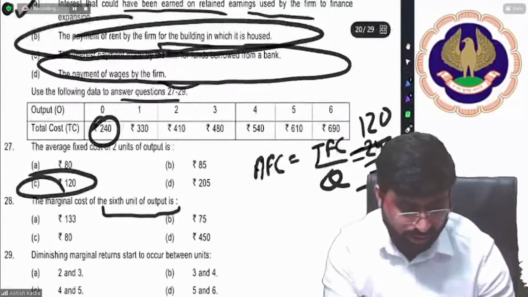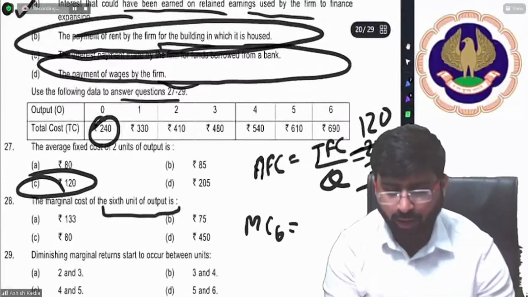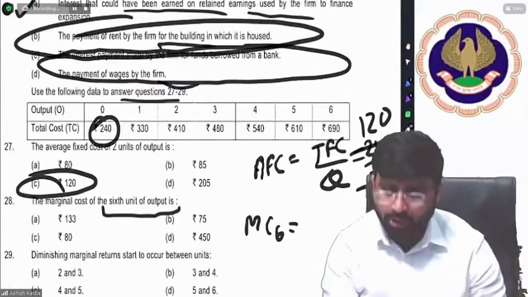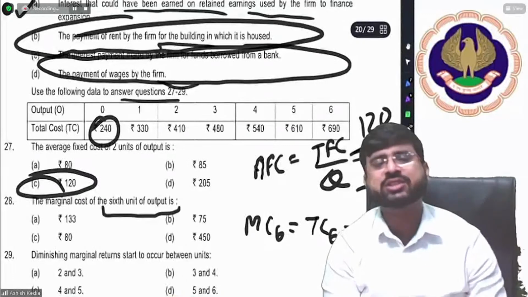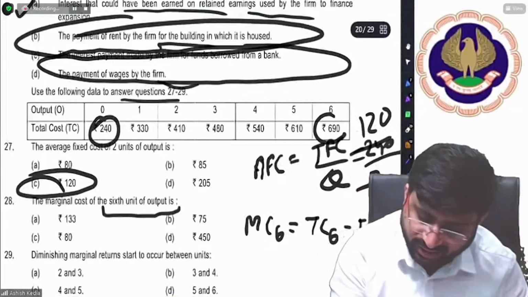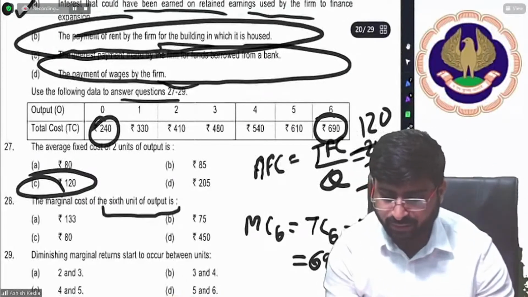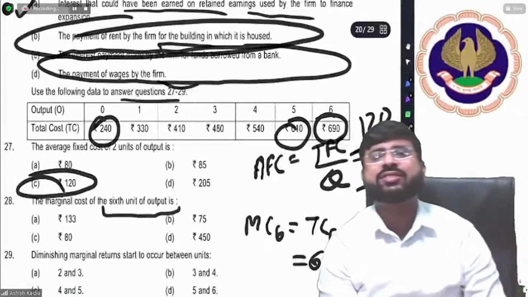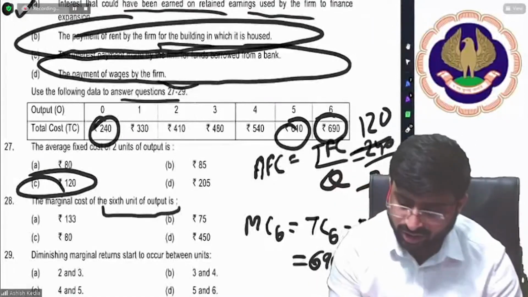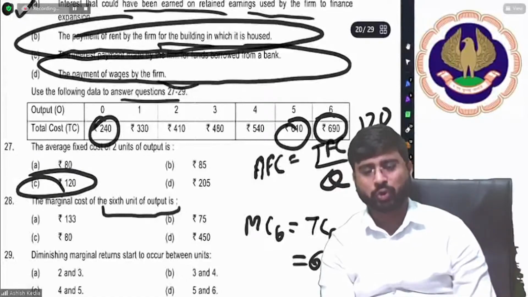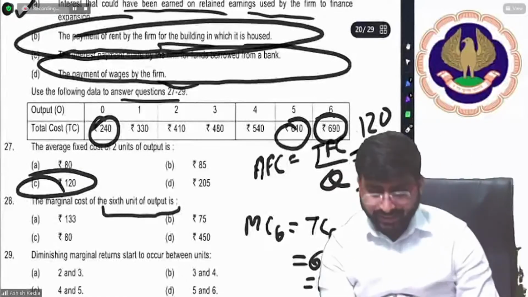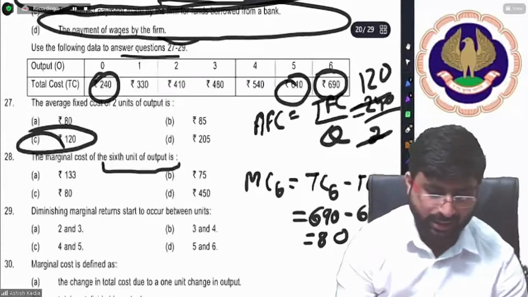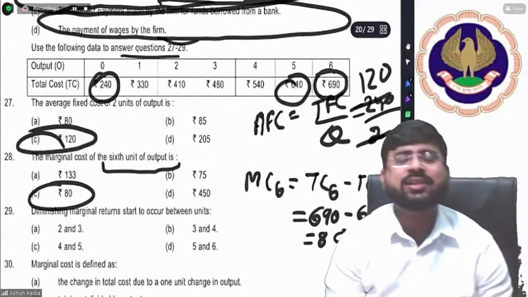How do we arrive here? Marginal cost of the sixth unit is total cost at 6 units minus total cost at 5 units. At the sixth unit, it is 690. At 5 units, it is 610. So my dear friends, the answer that you are coming to is 80. And hence your answer will be 80.